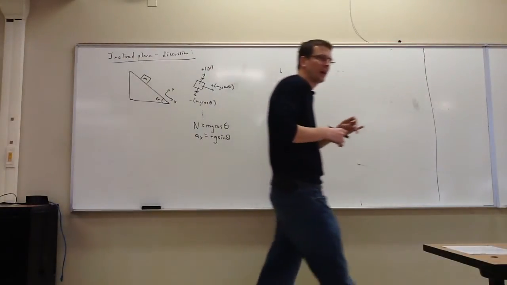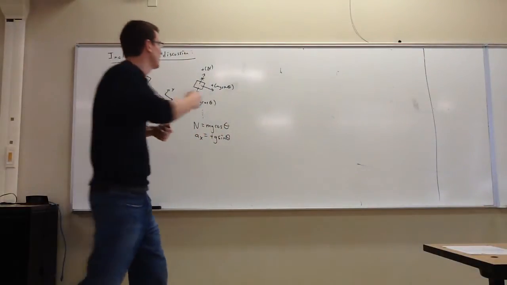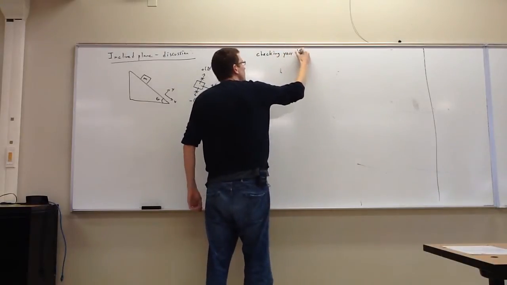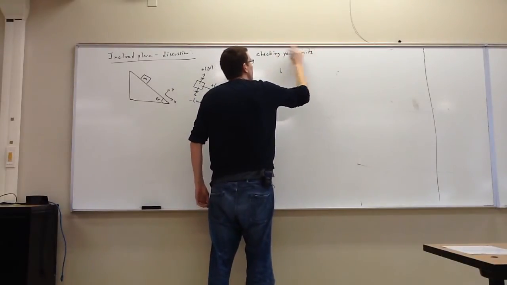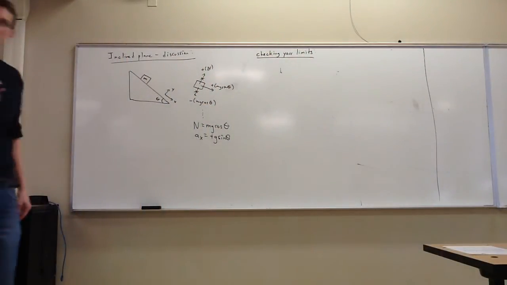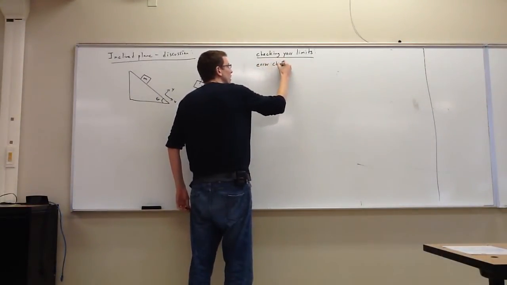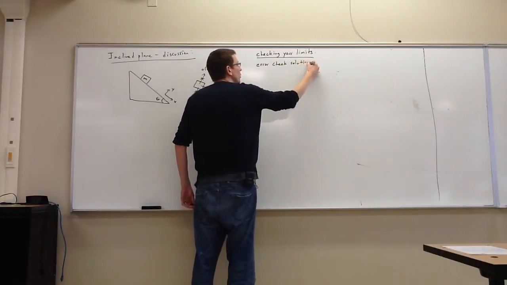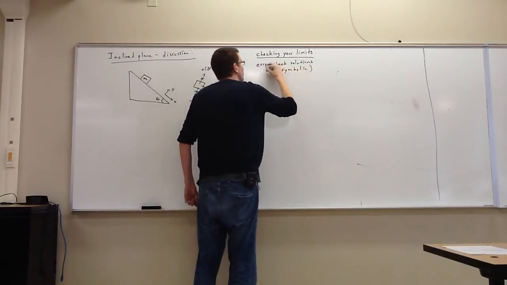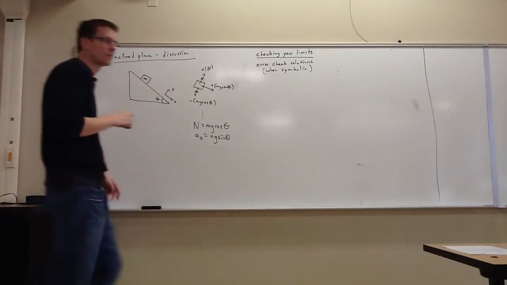And what I want to show you now is a method of verifying that we did it correctly. So this is called checking your limits. This is a way of error checking solutions. You can error check solutions when they are symbolic. So here's how it works.